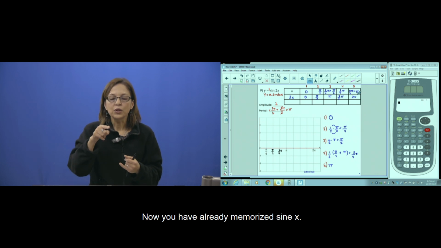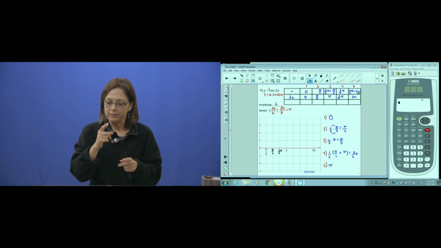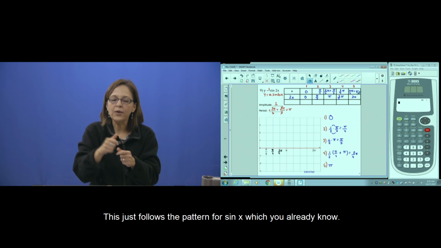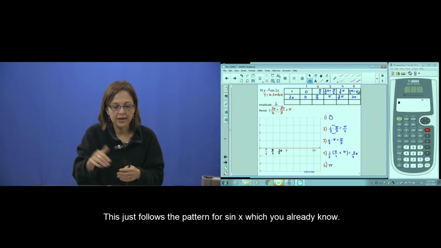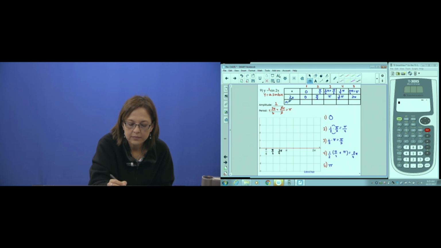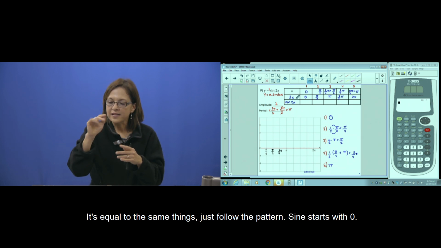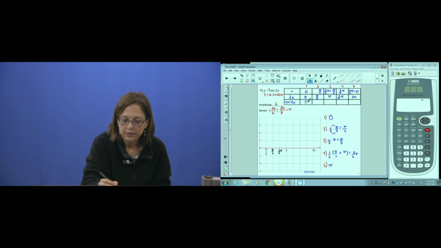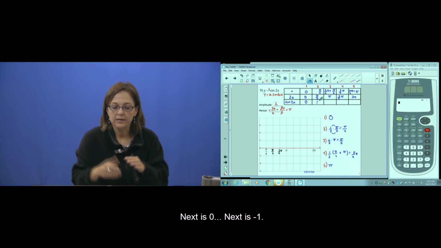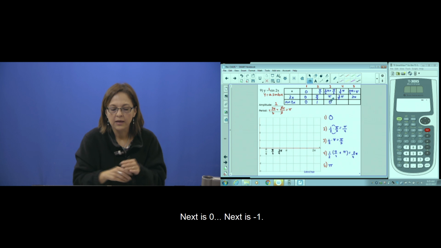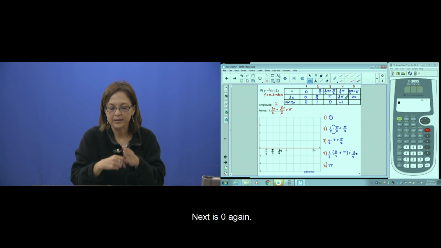Now, you have memorized already sine of x. This just follows the pattern of sine of x. You know that sine starts with 0. The next value is 1. The next 0. The next -1. And the next is 0 again.